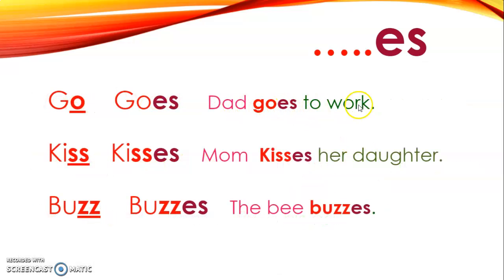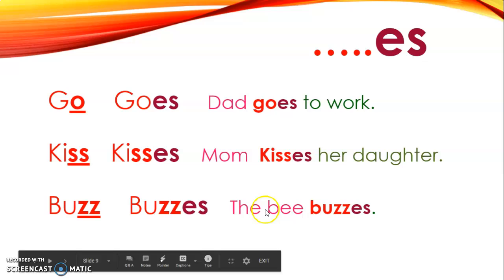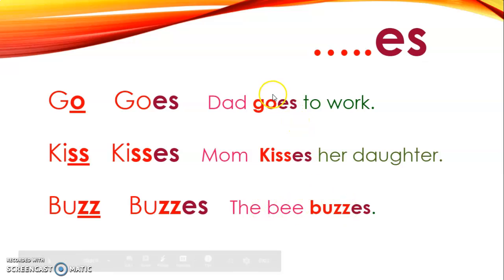Dad goes to work. Papá va a trabajar. Mom kisses her daughter. Mamá besa a su hija. The bee buzzes. La abeja zumba. Zzz. Como pueden ver, el verbo termina en O, doble S, doble Z y le agregamos ES. Continue.